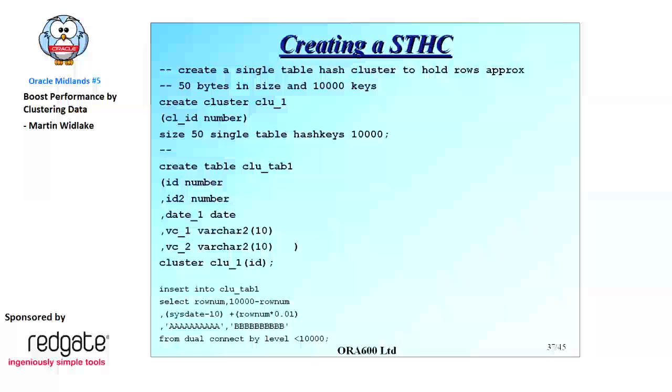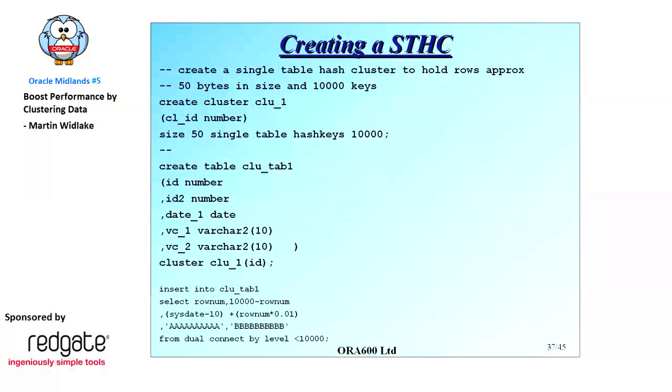So this is how you do it. You create a cluster, say you're going to cluster on this number, and you say size 50, that's the average size of your row. It's a single table, and it's going to have this many hash keys. So you've got to be confident that the average row size is going to be 50 or less, and you are going to have 10,000 records or less. Then you create the table using the cluster, clustering on that ID. And then I just inserted a shed load of data.